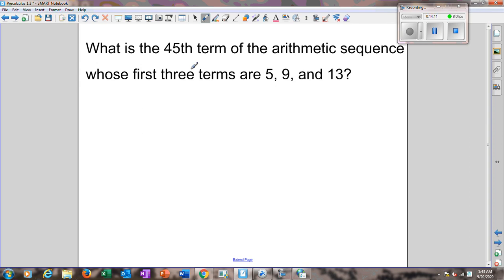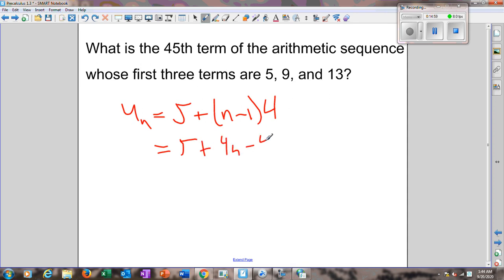Okay, I want you to try this one on your own. See if you can find the 45th term of the arithmetic sequence whose first 3 terms are 5, 9, and 13. So first I'm going to find my explicit form. u sub n equals u sub 1, which is 5, plus n minus 1 times, now what's my common difference? 9 minus 5 is 4, 13 minus 9 is 4, so that's my common difference. Now I'll distribute the 4. That gives me 5 plus 4n minus 4. Combine my like terms, the 5 and the 4. That gives me 1 plus 4n.